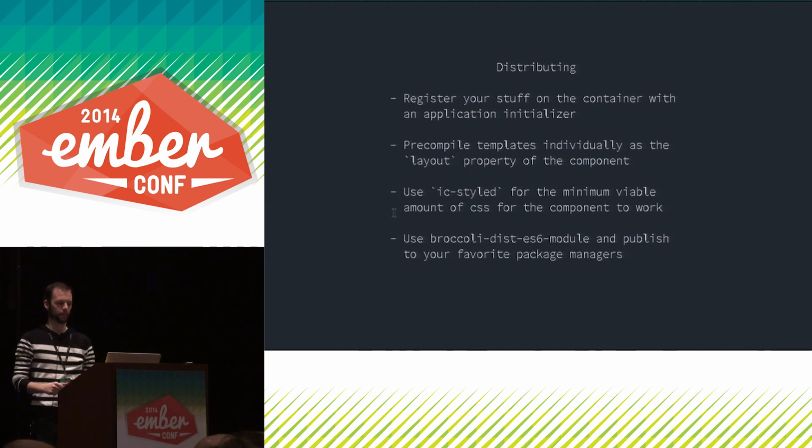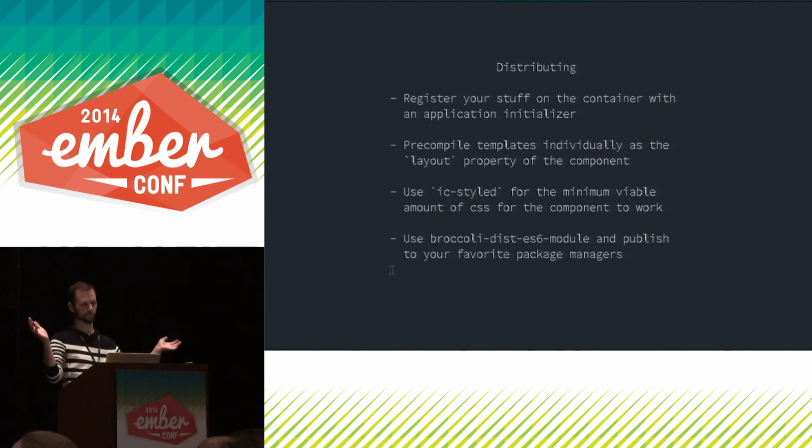Distributing. Register your stuff on a container with an application initializer. Pre-compile your templates individually as the layout property of the component. I use a thing called IC style that we made for the minimum viable amount of CSS for the component to work. If it's more than like 10 or 15 lines of CSS, it's probably too much. And then I use broccoli dist ES6 module to publish to everything.